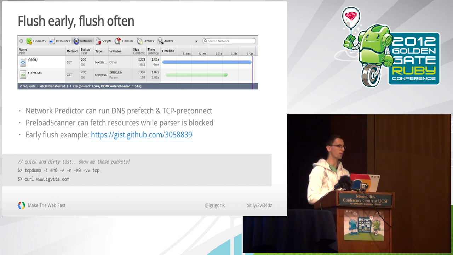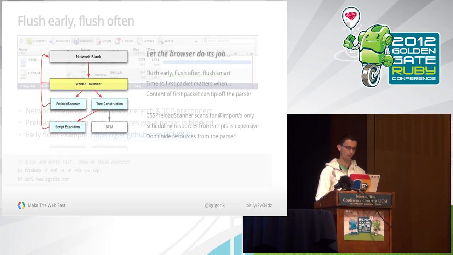This is why things like early flushing, and some of the performance work that has gone into Rails 3 for allowing you to flush your templates earlier, are so important, because it allows the parser to actually forge ahead and start downloading all these resources, not wait until the entire page is complete.